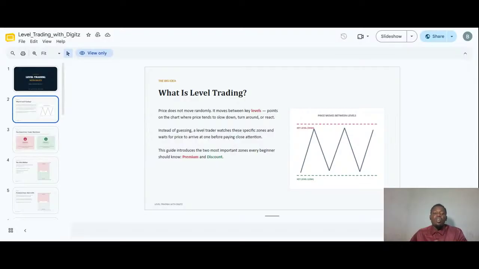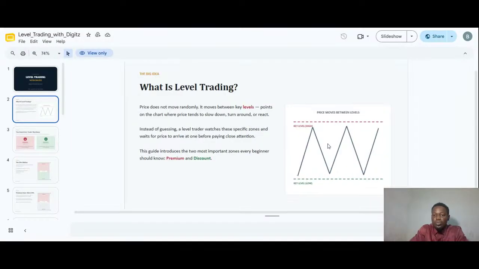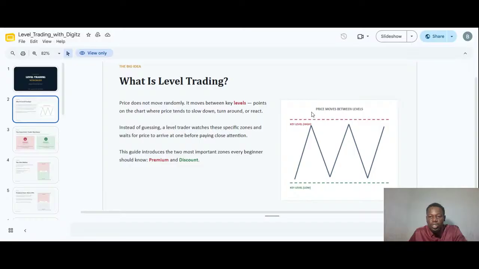A turnaround or react. Now, instead of guessing, a level trader watches these specific zones and waits for price to arrive at one before paying close attention. So you don't just react on the chart. You can see this picture here. You wait for price to get to your zone before you do anything.